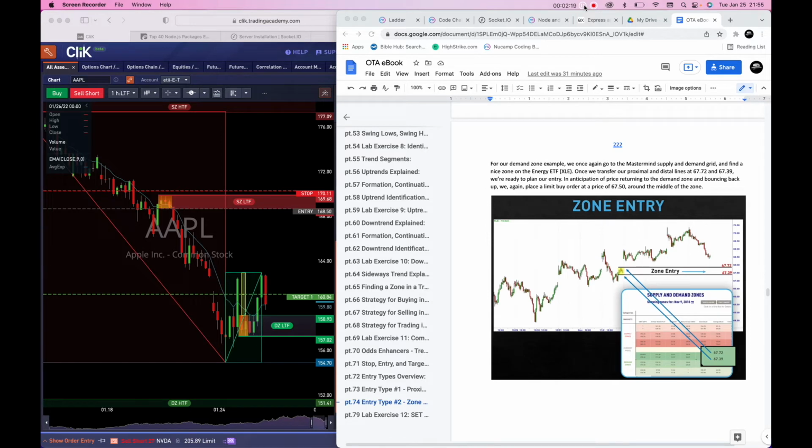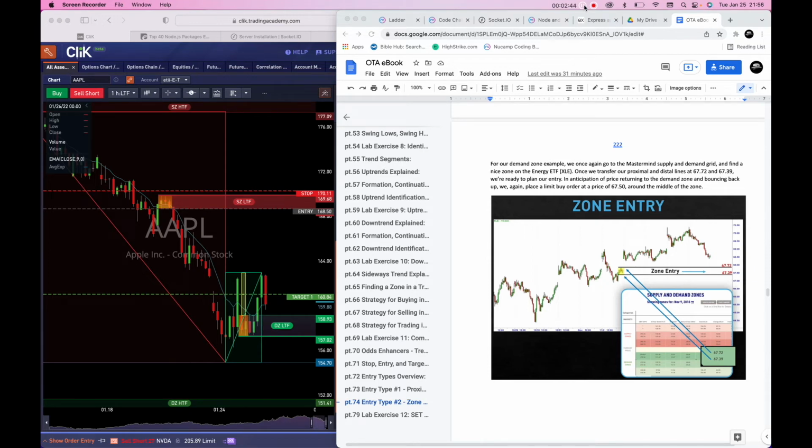For our demand zone example, we once again go to the Mastermind Supply and Demand Grid and find a nice zone on the energy ETF XLE. Once we transfer our proximal and distal lines at $67.72 and $67.39, we're ready to plan our entry.